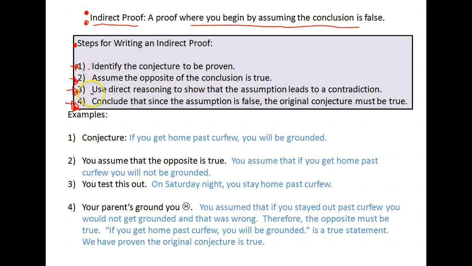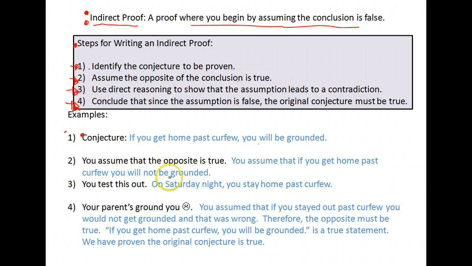And I have an example here. This is kind of a real life example. Let's say you had a conjecture, or maybe your parents said, if you get home past curfew, you will be grounded. And you wanted to prove that was true. Well, how could you prove it's true? If you come home before curfew over and over again, and you're never grounded, that really doesn't prove anything. So here you go: if I get home past curfew, I'll be grounded. That's your conjecture. So then what we do is assume the opposite is true. You would assume that if you get home past curfew, you're not going to be grounded.